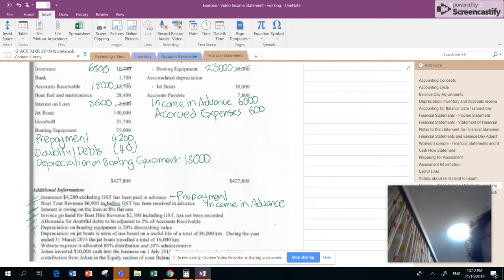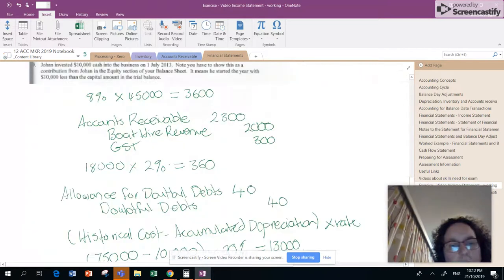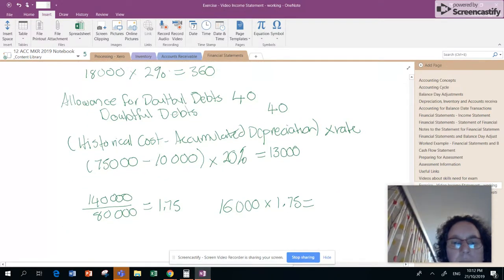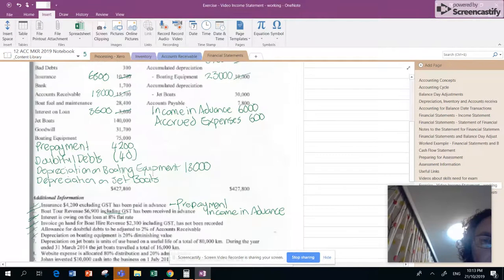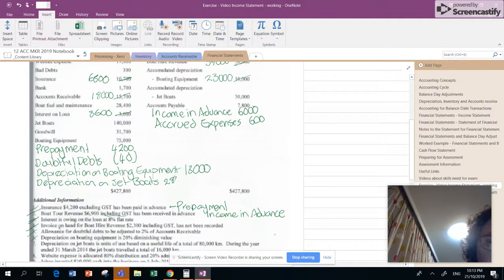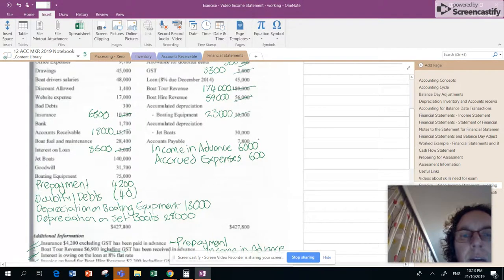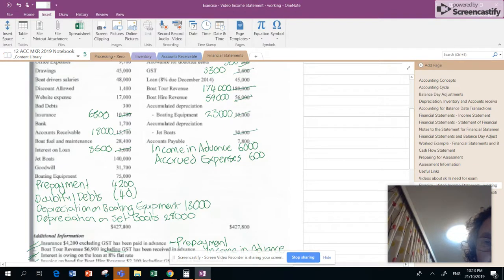Okay, so we're going to have depreciation on jet boats. It's the debit. And our amount was 28,000. So that's our debit. Our credit is going to be to accumulated depreciation on jet boats, and that will take us to 58,000.